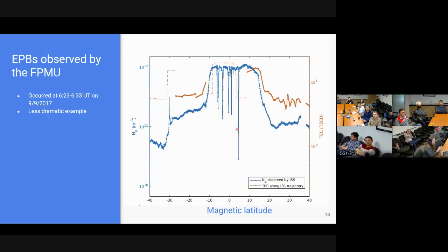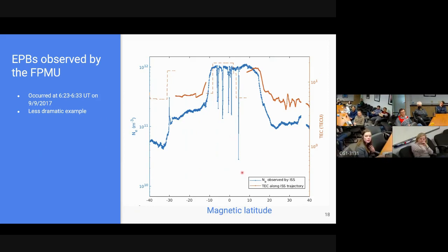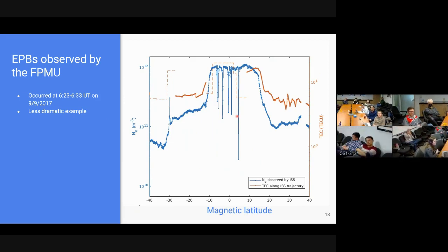Okay, and so now just to contrast that really dramatic example, I have a much less dramatic example from the recovery phase of the storm. In this case, we have small dips in density of about an order of magnitude, confined to right around the magnetic equator. This was during the recovery phase of the storm on the 9th of September. So this is maybe more in line with what we might typically see in terms of plasma bubble observations, as opposed to the really dramatic example I just showed a minute ago.